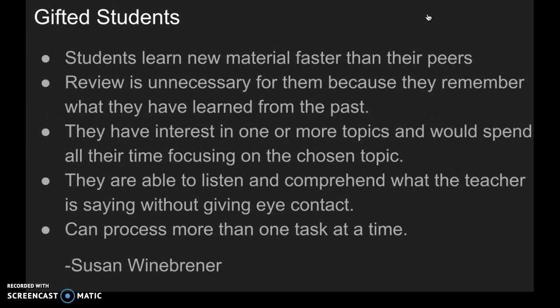So to start off, I took some definitions from our lesson, and the first one is: students learn new material faster than their peers. Review is unnecessary for them because they remember what they have learned from the past, and they remember what they learned in class that one day, so they don't need extra review. They can move on to the next phase after that.